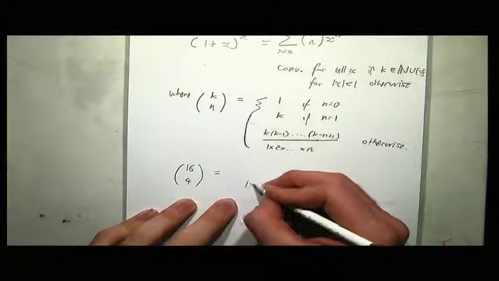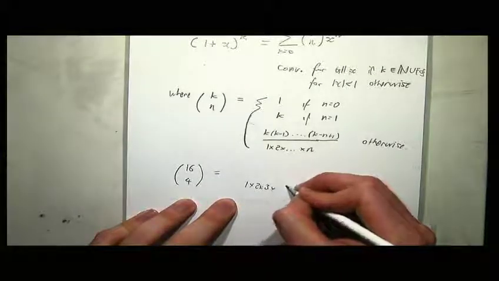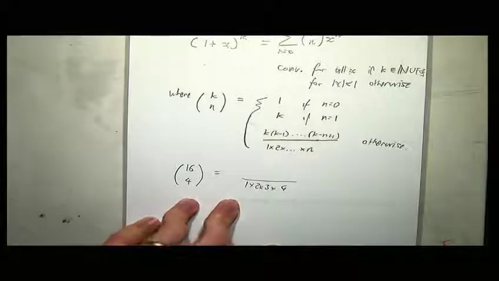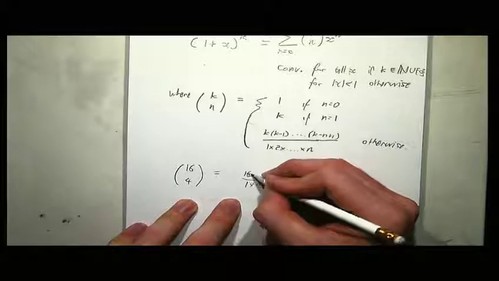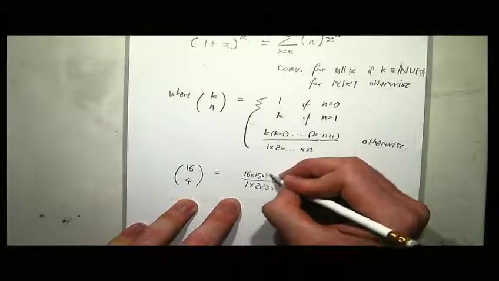So on the bottom will be 1 times 2 times 3 times 4 because that's what you always put on the bottom. And on the top, you start at 16 and you work your way down. 16 times 15 times 14 times 13. And then you'll stop. And that is 16 choose 4. Which will come out to something horrible. A very large number. At this point, I start cancelling down, you know.